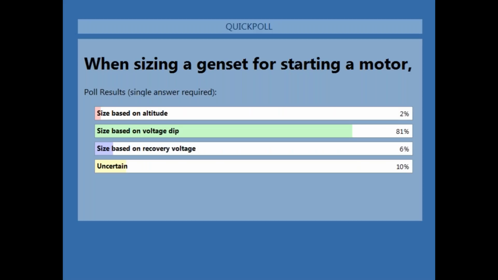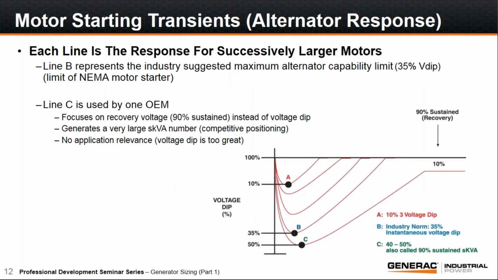And we had a clear winner: size based on voltage dip. 80% of you said based on voltage dip. Only 6% mentioned recovery voltage, which is going to lead us to something we want to chat about, in that if we take an alternator and we apply a small motor, we'll get a small voltage dip. So for instance, in this series of lines you see on the page in front of you, let's call line A a 10% voltage dip, a relatively small motor on a genset.